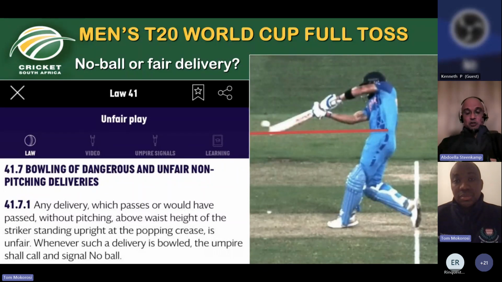The judgment that he or she made was the ball was above waist height, the striker standing upright at the popping crease. You're applying the law, and irrelevant of what happens after that, you need to apply the law. And the law is if it's above waist height, striker standing upright, if yes, call and signal no ball. So in the opinion of the umpire on that day, it was above waist height. That's why the umpire called and signaled no ball.